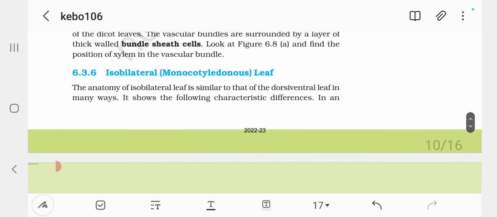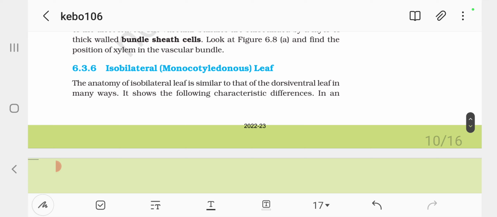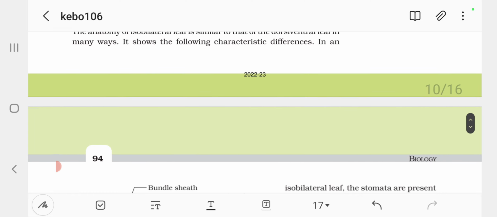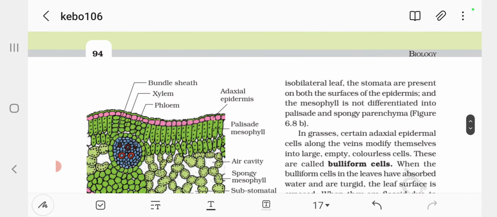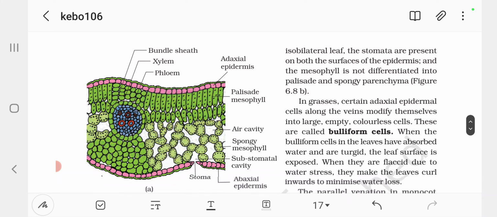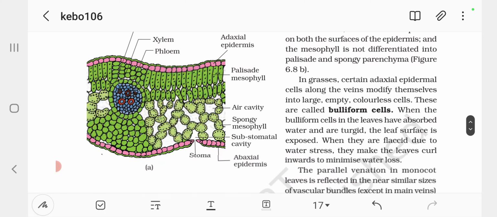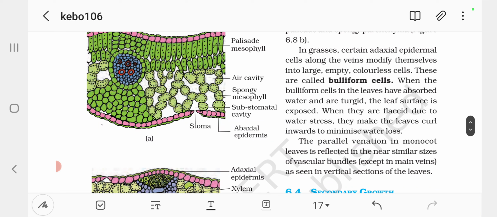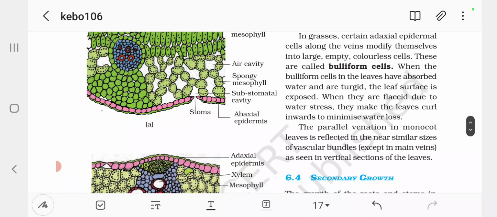Isobilateral monocotyledonous leaf. The anatomy of isobilateral leaf is similar to that of dorsiventral leaf in many ways. It shows the following characteristic differences in an isobilateral leaf: the stomata are present on both the surfaces of epidermis, and the mesophyll is not differentiated into palisade and spongy parenchyma. In grasses, certain adaxial epidermal cells along the veins modify themselves into large empty colorless cells. These are called bulliform cells.